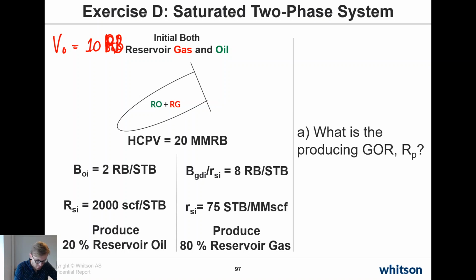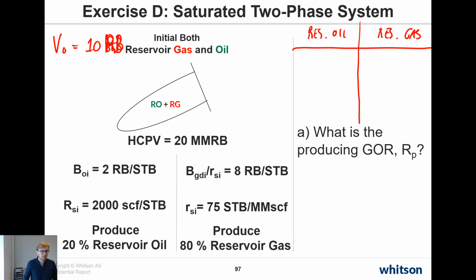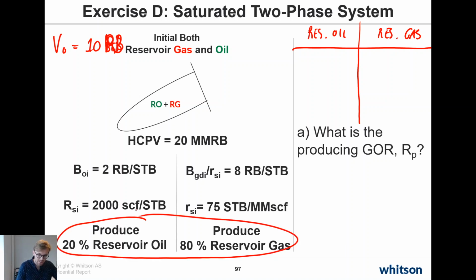I'll account for the reservoir oil right here and the reservoir gas right here. So we've chosen a basis of 10 reservoir barrels. From this information, we know that 20% of that is reservoir oil. So 2 of the barrels flowing are reservoir oil, while 8 of them are reservoir gas.